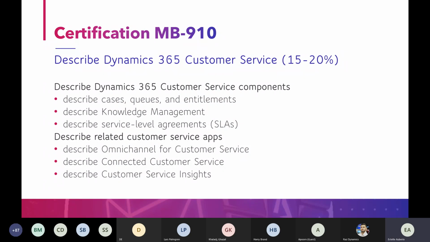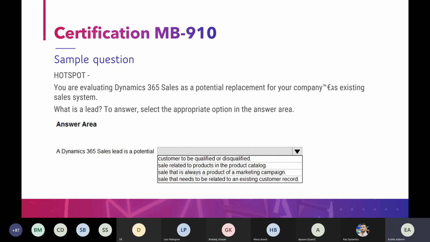So for customer service, you will have to describe the customer service components such as the case, queue, and entitlements, knowledge management, also the SLA agreements, and also the omnichannel of customer service. I think that in this event you will have some sessions about customer service because it's a very big part of Dynamics 365. And then the sample questions of this kind are not typically multiple choice questions.